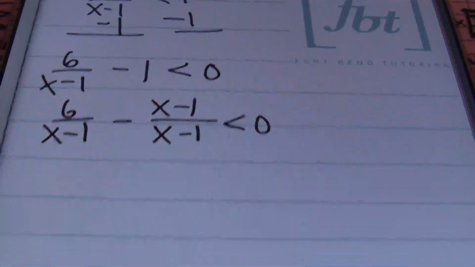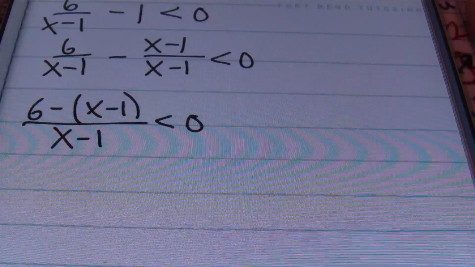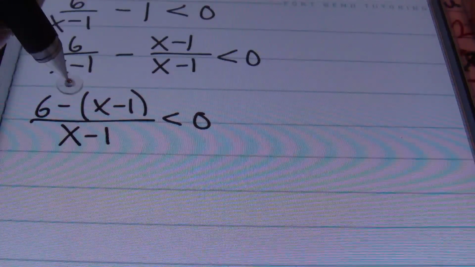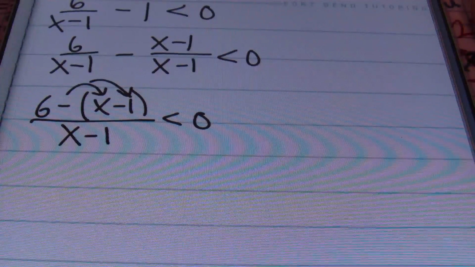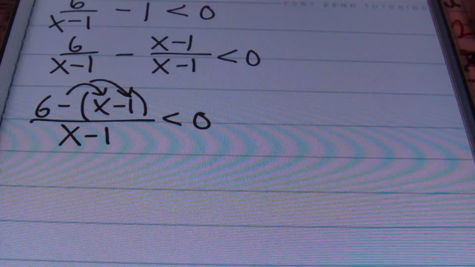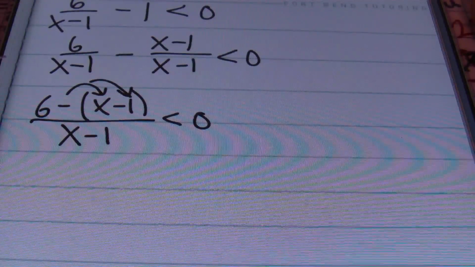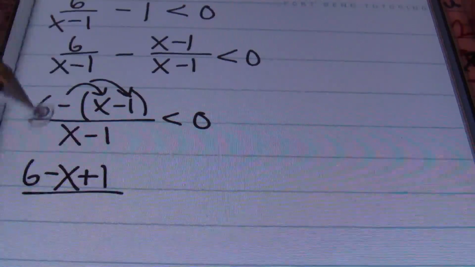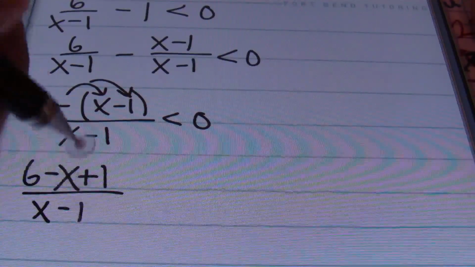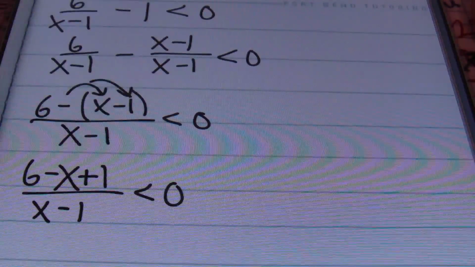From here, I'll be combining my numerators. This will be 6 minus the quantity of x minus 1, all over the denominator of x minus 1, which is less than 0. From here, you'll be distributing this negative here. So I'm going to get my arrows popping to show you that this negative will affect both terms in that numerator, or both terms in this set of parentheses. So you'll rewrite it as 6 minus x plus 1 divided by x minus 1, which is still less than 0.